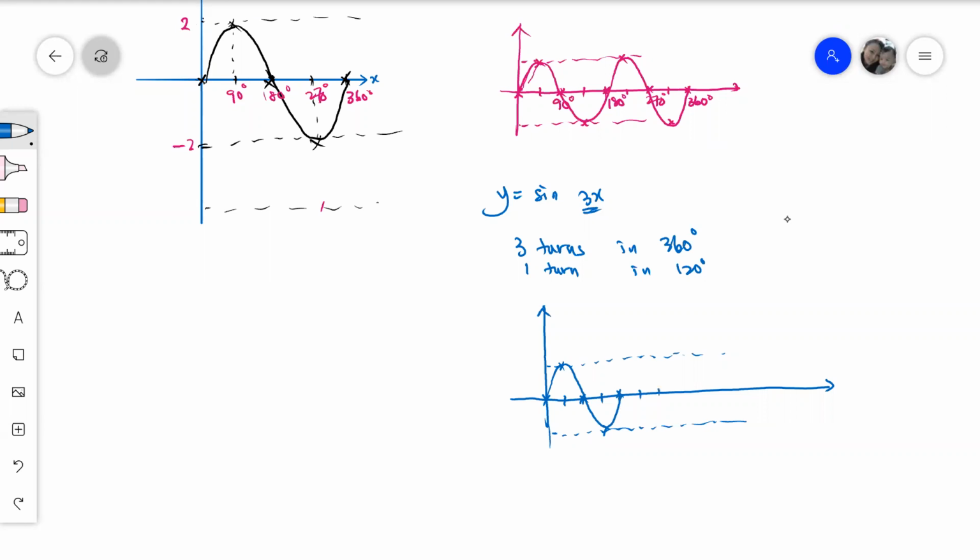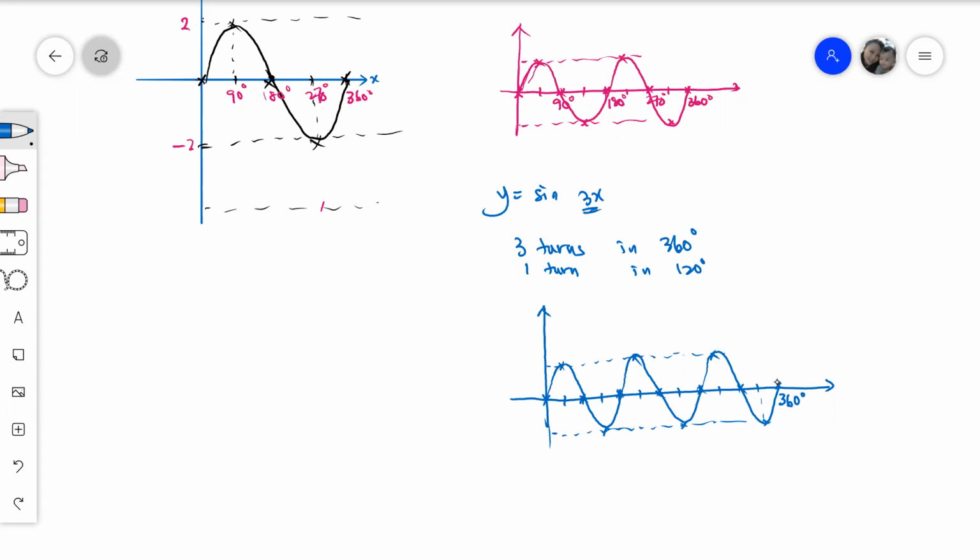So draw another 4 quadrants. Start with 0 and then maximum, 0, minimum, 0. So it's oscillating between 1 and -1, passing through the 0. Another complete oscillation, start with 0, go to maximum, 0, go to minimum, and turn back to 0. So now we have completed the 3x. And this 3x, okay, 1 oscillation, 2 oscillations, 3 oscillations, and all these 3 oscillations are completed in 360 degrees.